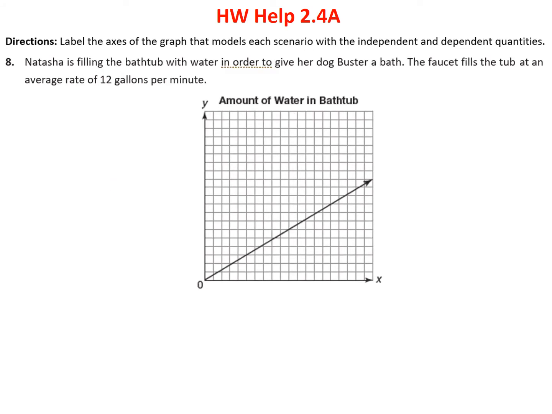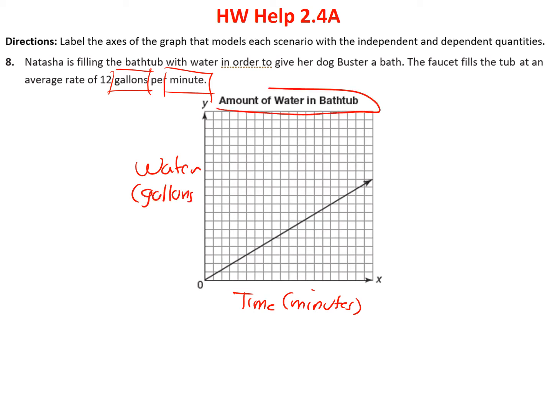Problem 8 says that Natasha is filling the bathtub with water in order to give her dog Buster a bath. The faucet fills the tub at an average rate of 12 gallons per minute. These are actually going to be our two variables, gallons per minute. And obviously at that rate, the number of gallons is going to depend upon how many minutes I'm filling it. And so the independent variable is going to be the time, which is going to be in minutes, and the amount of water gained is going to be in gallons. So notice the amount of water in the tub goes up as the time goes by.